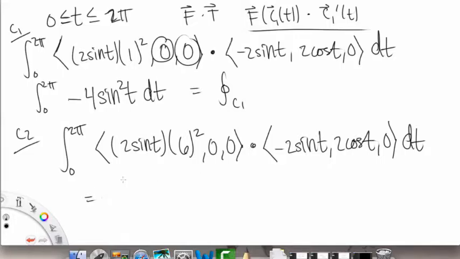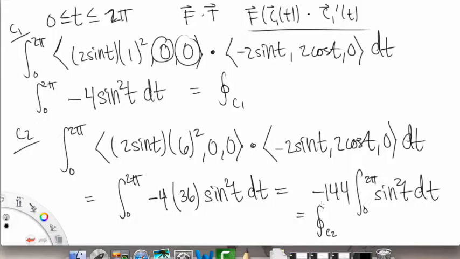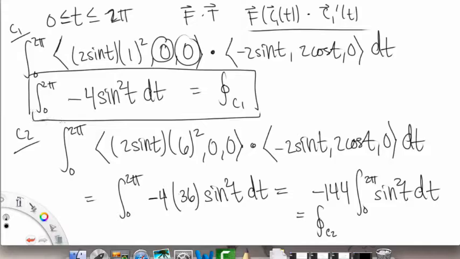And then when you simplify this, when you dot it out, we get 0 to 2 pi, and then this actually turns out to be minus 4 times a 6 squared, which is 36, and then sine squared t dt. So this is a negative 144, 0 to 2 pi, sine squared t dt. Okay, and again, this is the line integral over the second curve. Okay, so keep this in mind, or not even in mind. You should write it down on paper, I would recommend, because we're going to be using it on the next slide.